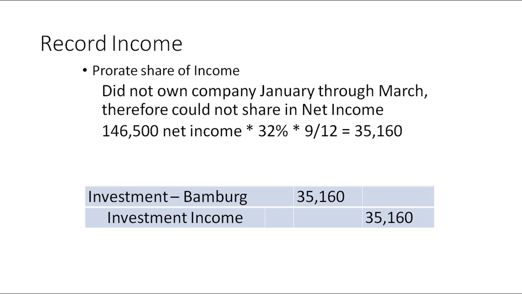Now here is where the differences start. We're going to debit investment Bamberg and credit investment income. What we're going to see is the investment account under the equity method is going to be like our retained earnings in Bamberg. That's going to reflect our initial investment plus any net income we have, and we're going to see in the next slide, less any dividends. But for now, we're going to prorate our income based on our ownership percentage and the number of months that we own it.